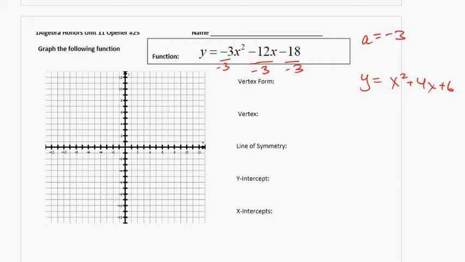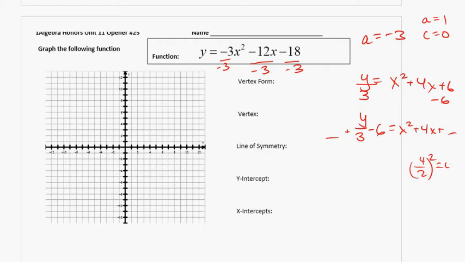It's not like you have 0 on one side where you can divide both sides by something and just have it go away. But you can divide both sides by that if you would like, which is a perfectly legitimate move. So let's go with that. Why not? My a value is now 1. I need to get my c value to 0, so I'll subtract 6 from both sides. So y over 3 minus 6 equals x squared plus 4x plus blank plus blank. Hopefully you're getting good at this plus blank thing. 4 over 2 squared is just 4, so I'm adding 4 to both sides.